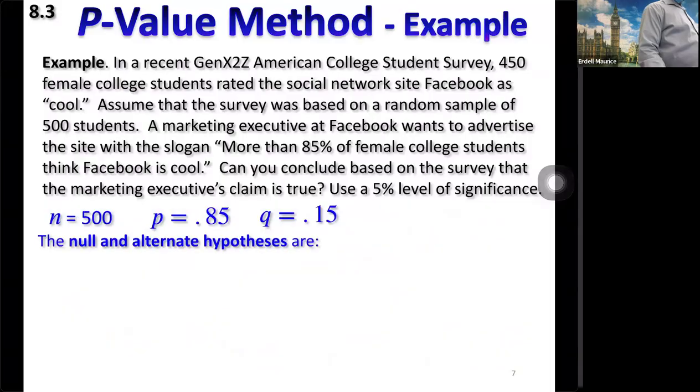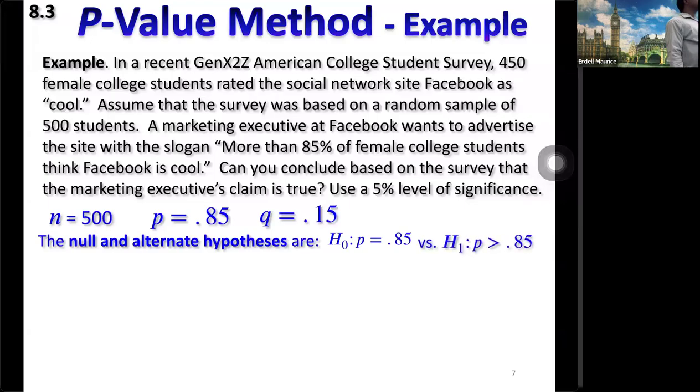So what are the null and alternate hypotheses? Anybody? The null hypothesis is a hypothesis on the percentage of people who think Facebook is cool. Mu equals 85 or 0.85, and the alternate hypothesis is mu is going to be greater than 85%. That's right. So that's your null, and that's going to be your alternate hypothesis, right? Questions there?